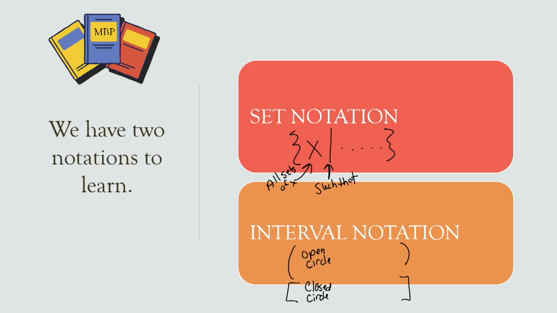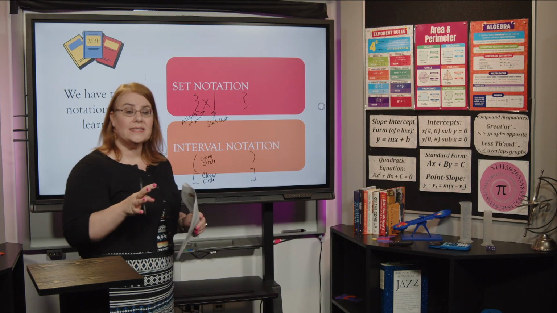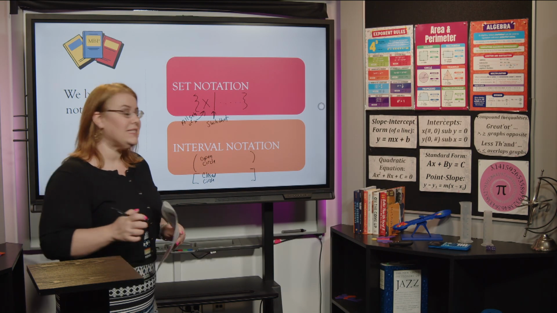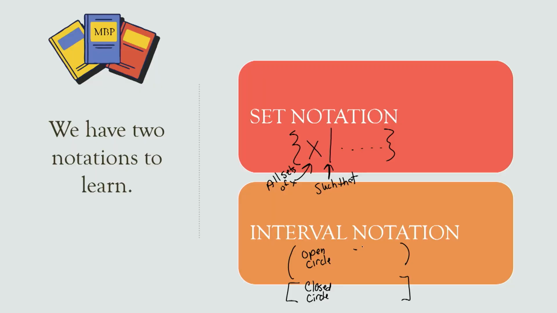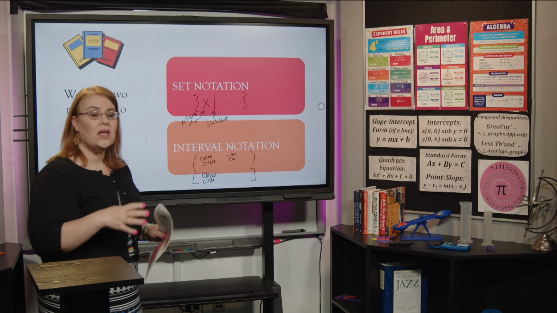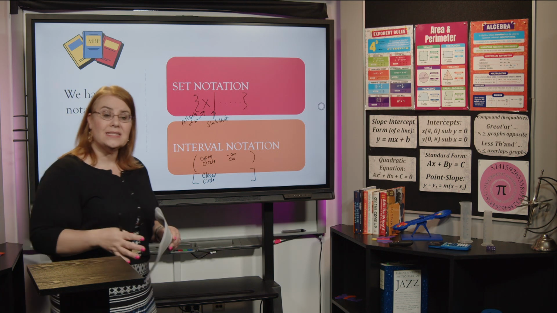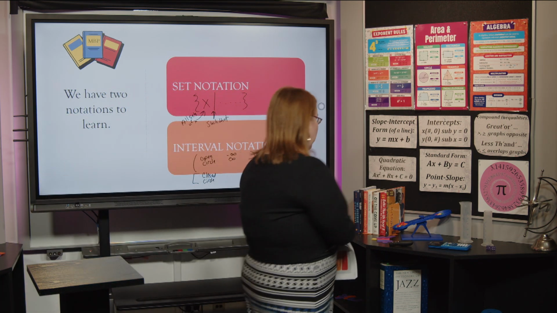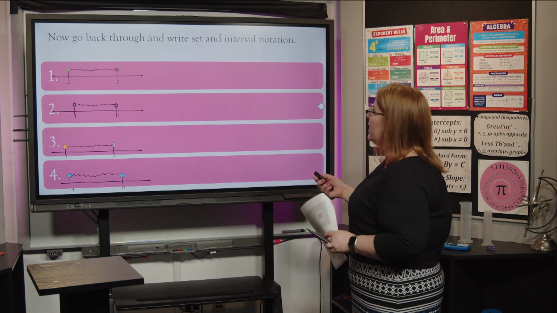And we also learned that if we use what concept? Infinity. So if I have either negative infinity or positive infinity, I'm still using those parentheses because it's a concept, not an exact amount.